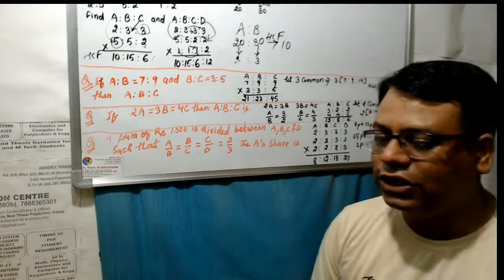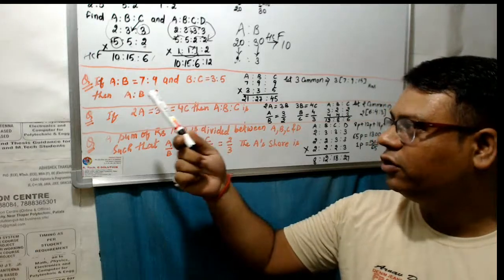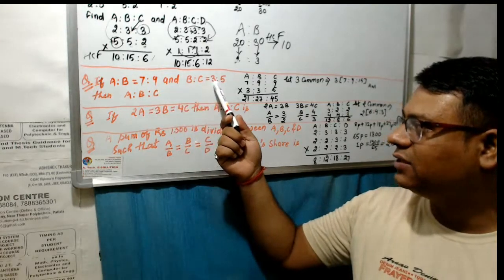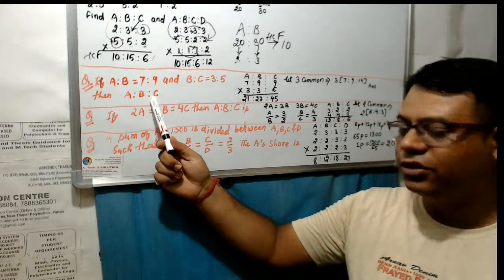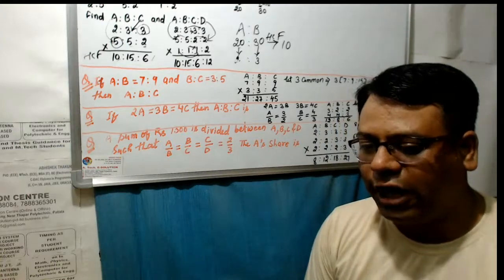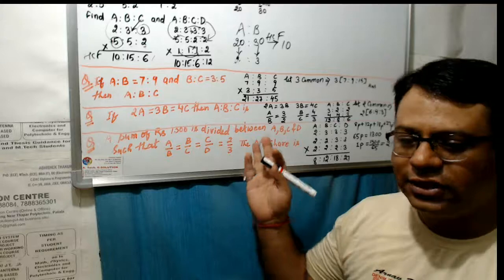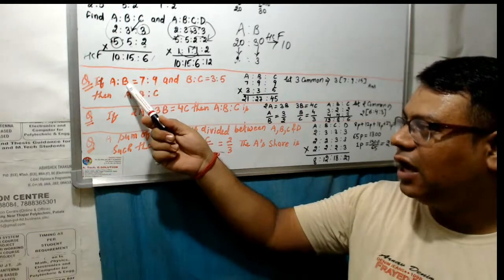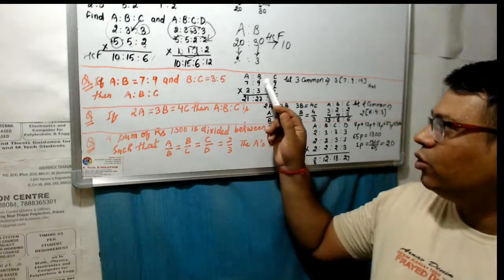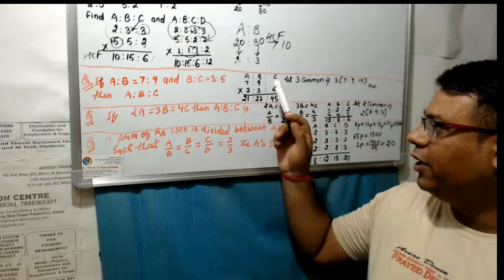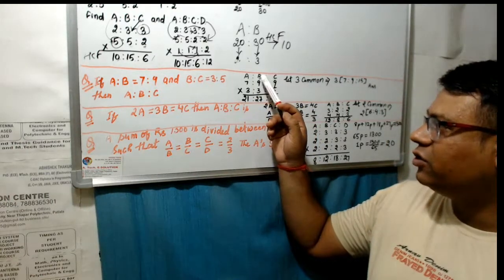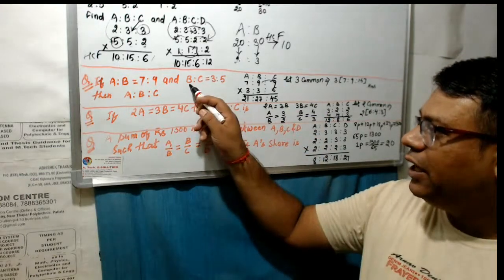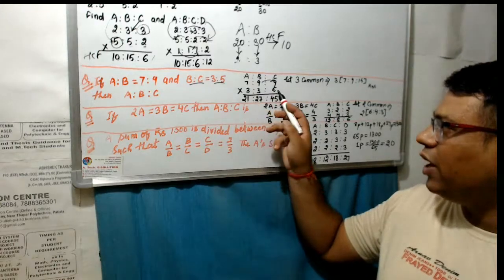Now we are going to solve the questions we have written on the whiteboard. If A is to B is equal to 7:9, and B is to C is equal to 3:5, then find A:B:C. How can you find the ratios of A, B and C? In this case, as we have discussed earlier, we represent A, B, C, then we put the value 7 corresponding to A, and the value 9 corresponding to B. So 7 corresponds to A, 9 corresponds to B. Now C is the nearest toward B, so we put the value 9 corresponding to C, and the B and C ratio is 3:5, so we put 3 and 5 below B and C.